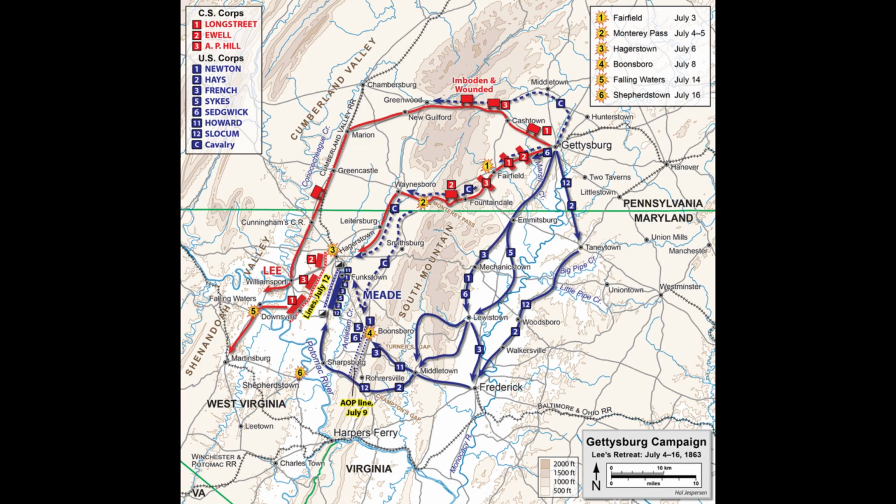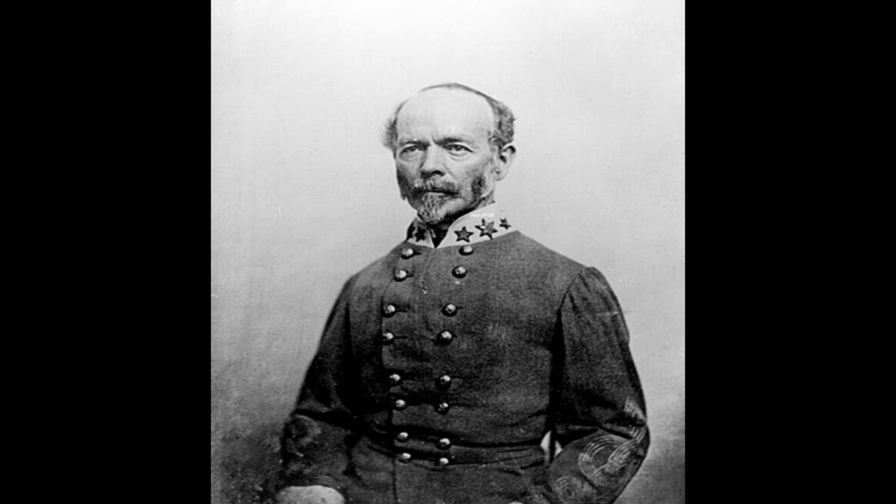cautious approach of Union Major General George G. Meade, who did not aggressively pursue Lee's forces. This decision was later criticized by some in the North, including President Abraham Lincoln, who believed Meade missed an opportunity to destroy Lee's army and end the war. However, the Union victory at Gettysburg had profound implications for the Confederacy and the overall course of the Civil War.